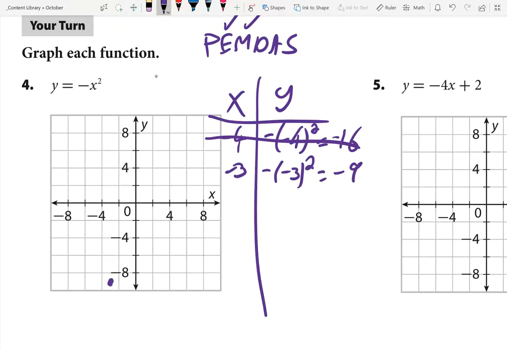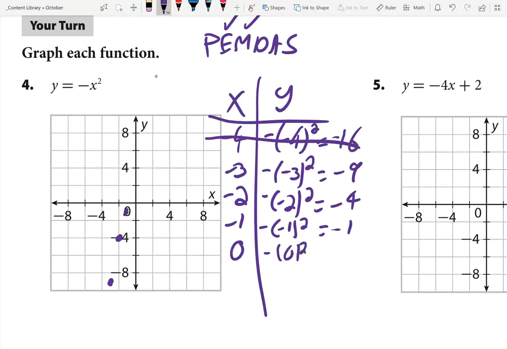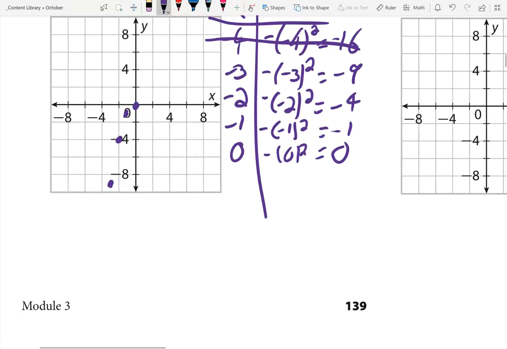So now that we're on a roll, let's keep going. -2. If I plug -2 in, I have positive 4, -2 squared makes positive 4, times a negative, which makes a -4. So -2, -4. If I plug -1 in, -1 squared is positive 1, but positive 1 times a negative makes a -1. And if I plug in 0, I have -0 squared, which is still just 0. So I get the point of 0, 0. All right, so I got a few negatives. Let's plot a few positives as well.